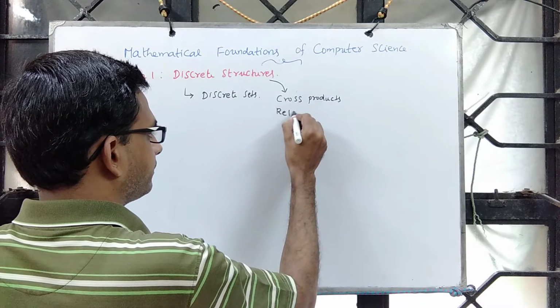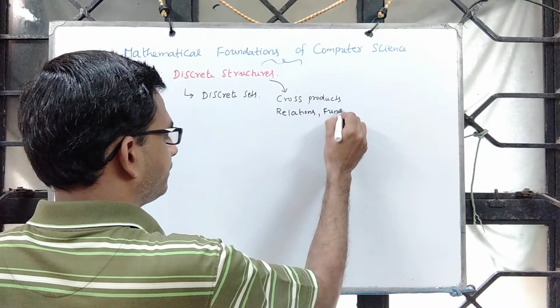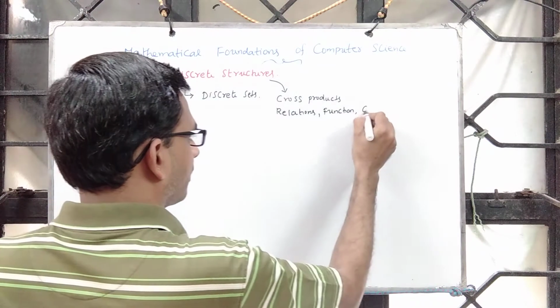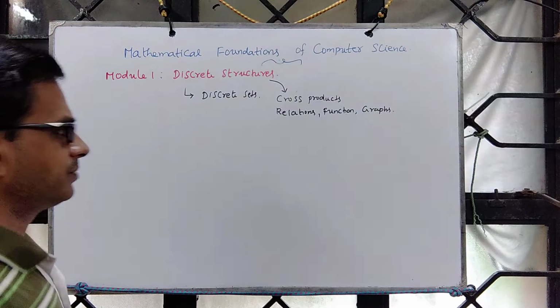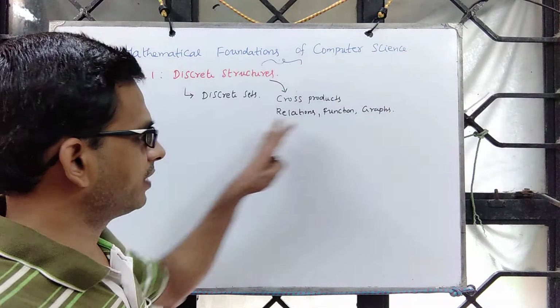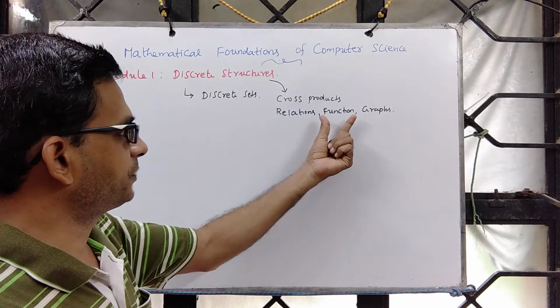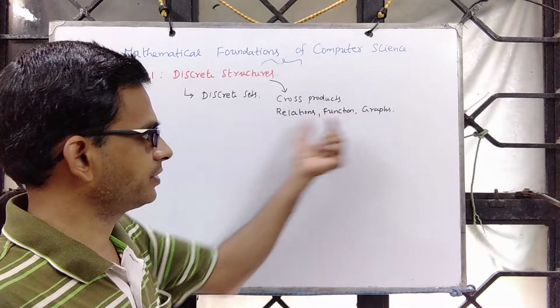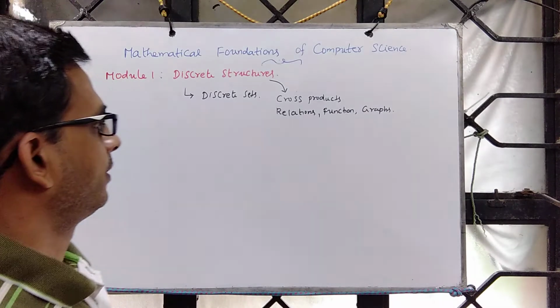relations, functions, graphs. So in some sense all are relations, but this one is a special relation, this one is also a special relation, and so on. Fine.